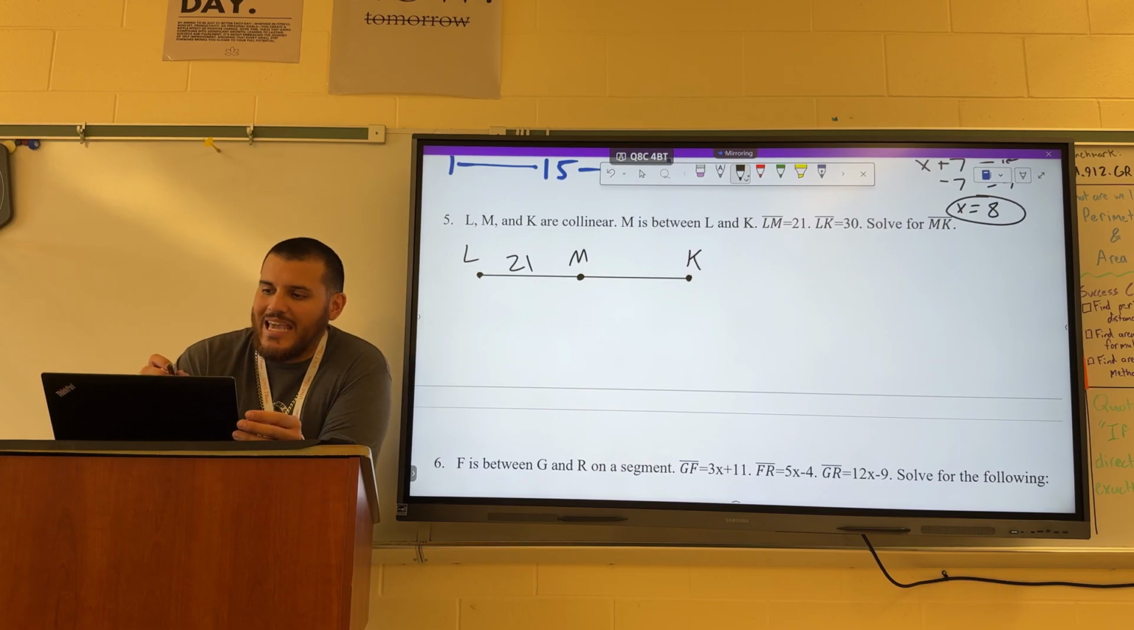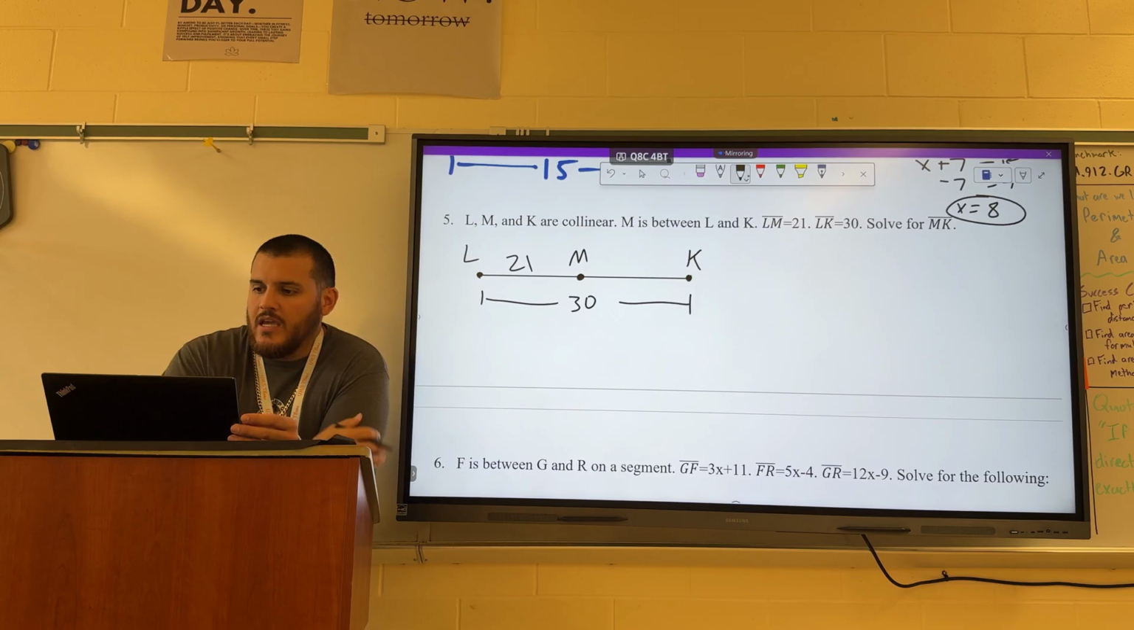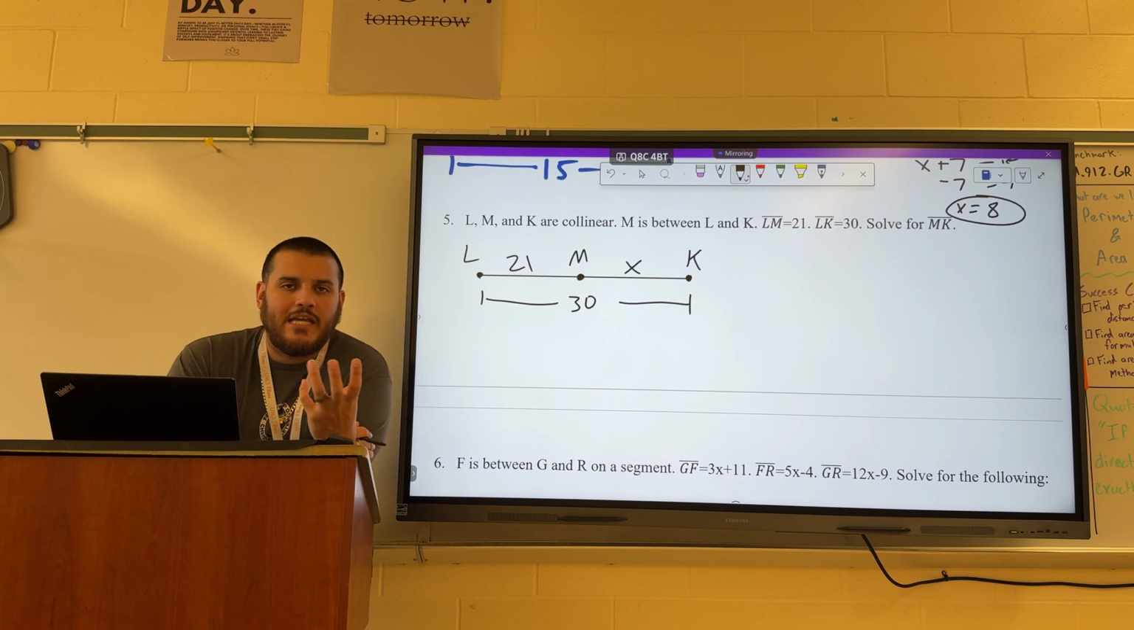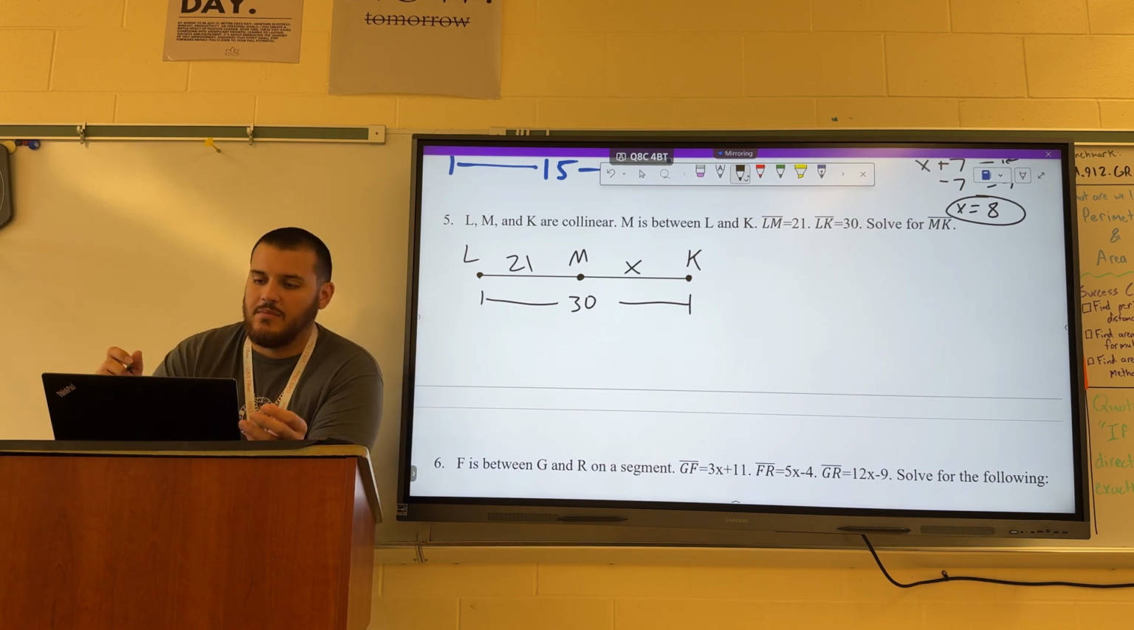We're told that LK is 30, so the whole thing is 30. And we're being asked to solve for MK, the missing piece on that segment. Remember, we can set up an equation using the segment addition postulate.